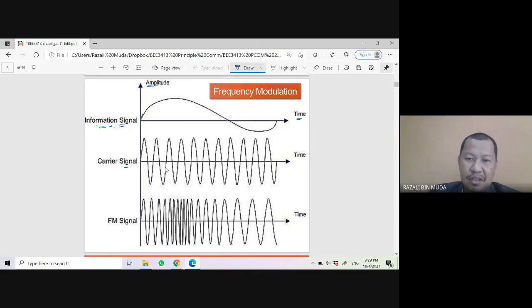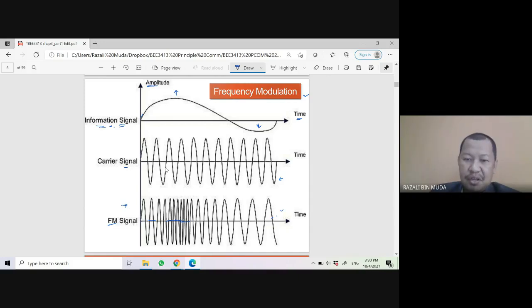After the frequency modulation process, we will get this kind of signal, which we call FM signal, frequency modulated signal. You can see there is a change of frequency in this output signal, where this part has high frequency compared to the carrier signal, because in this part the amplitude of the information signal is high. Whereas here the amplitude is low, so the frequency of the output here is lower compared to the original carrier signal. We will discuss this later.